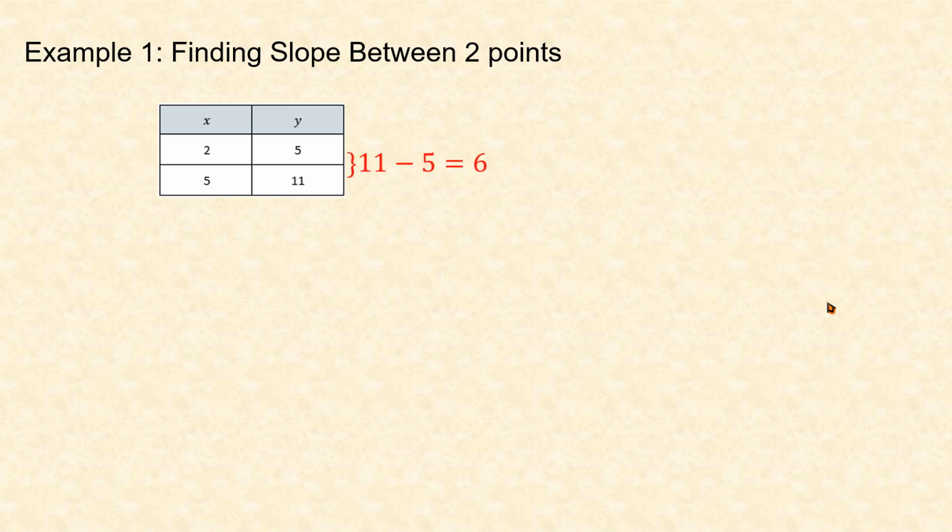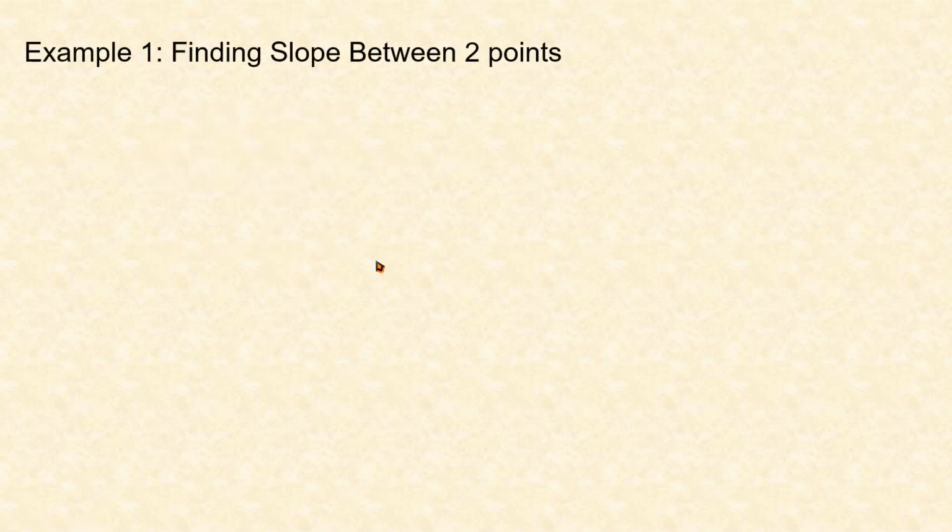So the rate of change, I want to find the change between the y here. So what I do is I take the second y, subtract the first y, right? 11 minus 5 gives me 6. And the other side, I take the second x minus the first x. 5 minus 2 is 3. So slope is the change in the y over the change in the x, right? So 6 over 3, which gives me 2. Okay, another example.